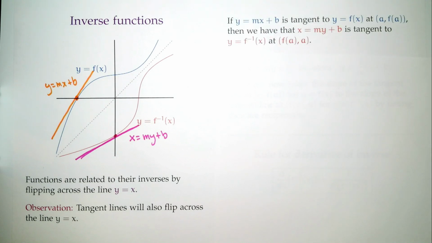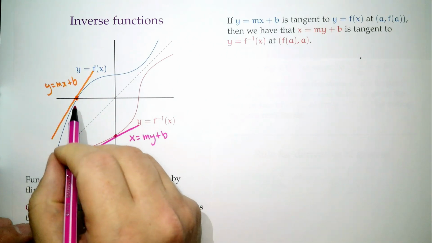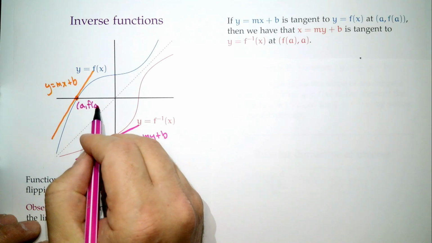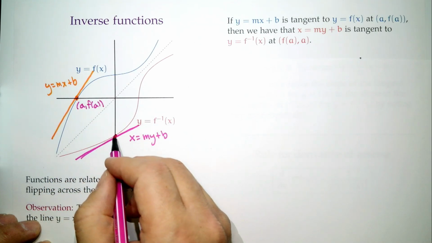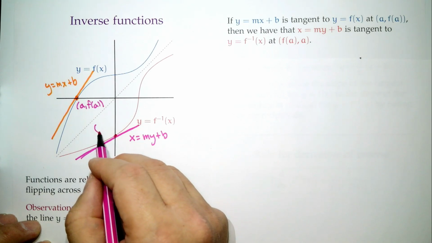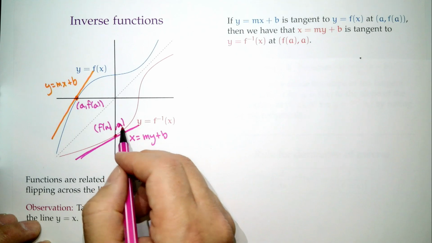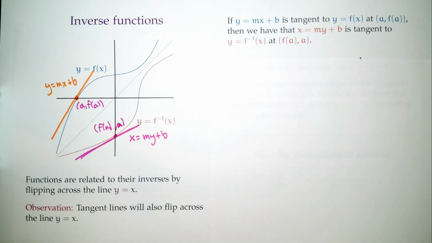So that's what we have. In fact, that's sort of the observation here. If I have a point, and so this is my point here, this is a, f at a. Well, what's the point down here? Well, you swap x and y. It's f of a comma a. So that's what happens. All right.